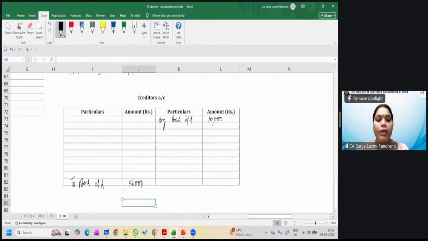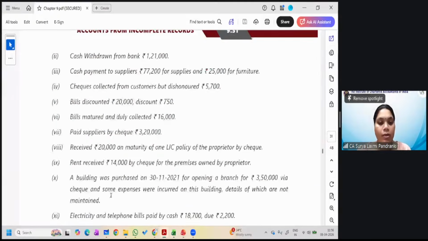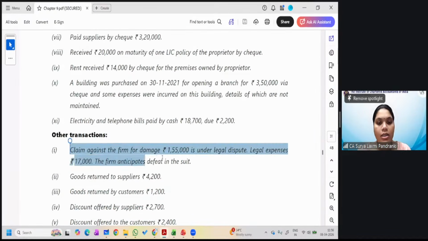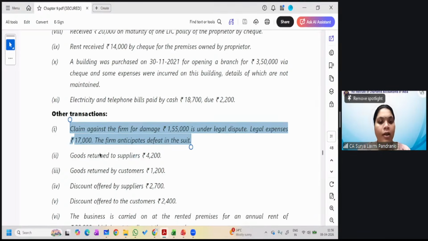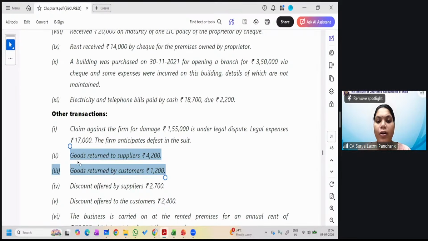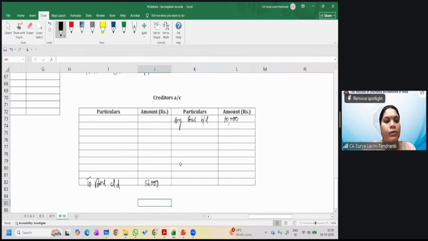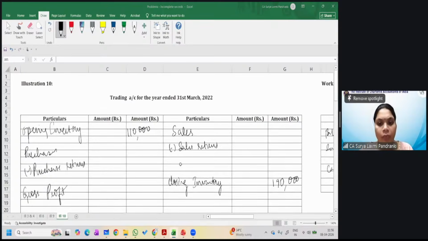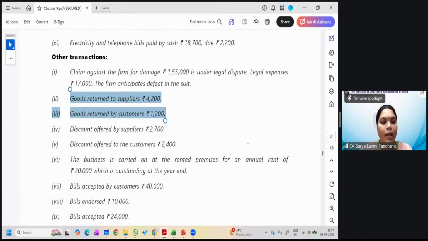Okay. So we have recorded all the opening and closing balances. Now let's come down. This doesn't have any impact on your bills payable, bills receivable, debtors, creditors. Only in the P&L statement. And then goods returned to suppliers is purchase returns, and there are sales returns. These two will come under your trading account only. How much is sales returns here? 1,200. And purchase returns is 4,200. I'm finishing this since we came down here. You don't have to come back.